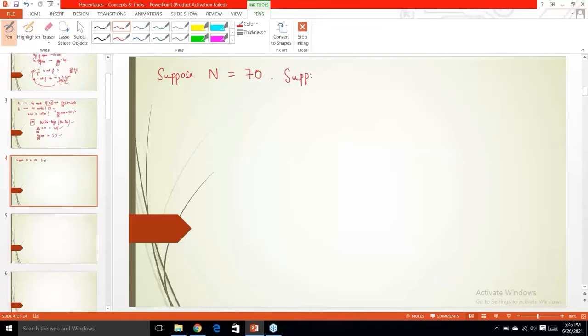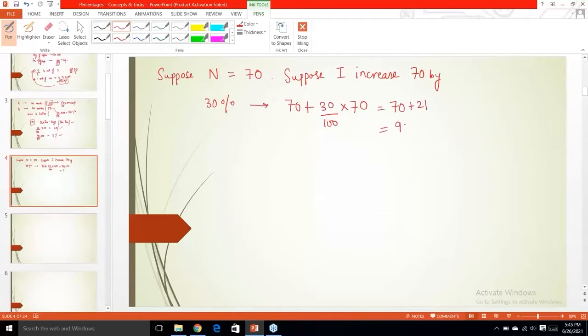Suppose I increase 70 by 30%. What does this mean? This means that to 70, I am adding 30% of 70. So basically 70 plus 21, which is 91. This is what we mean when we increment or decrement any number by a certain percentage.